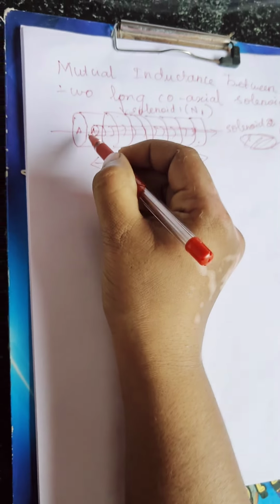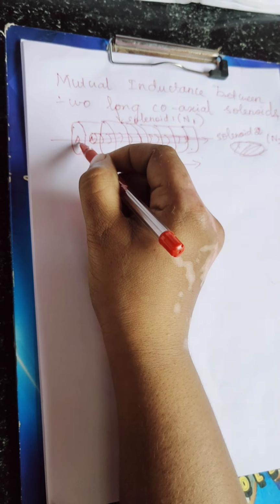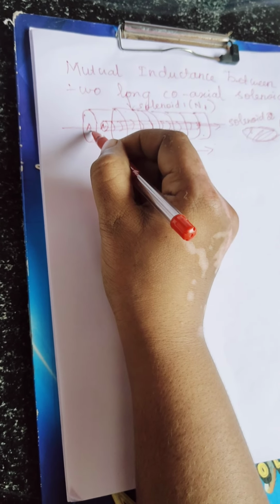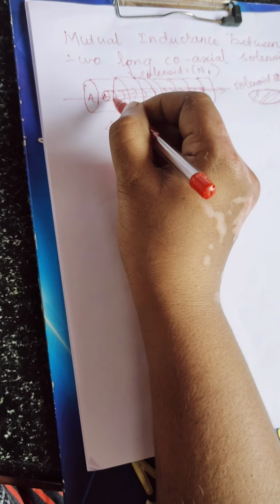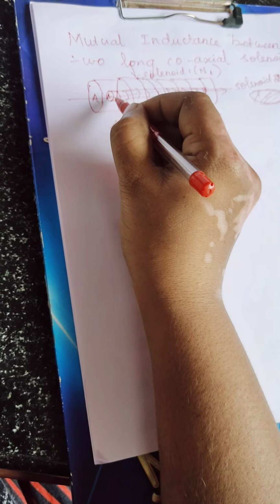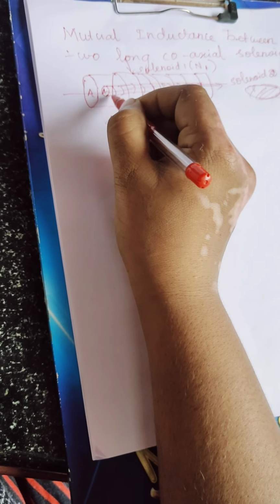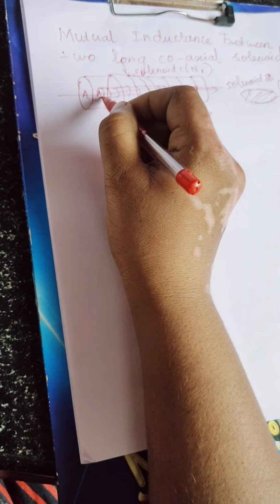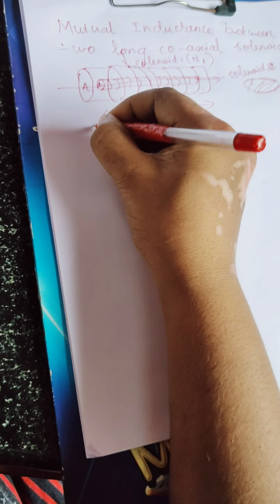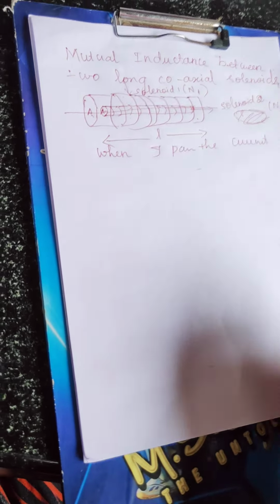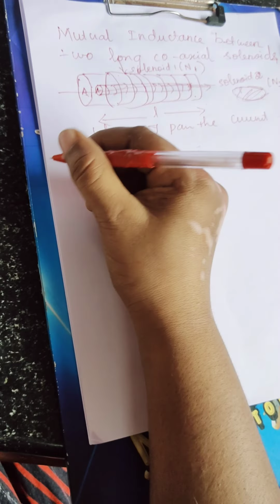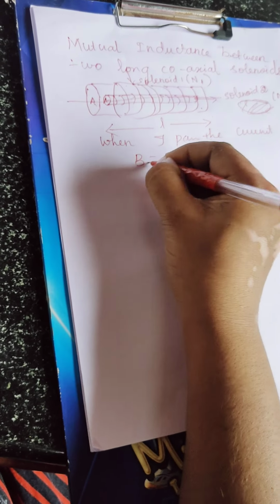Okay, so first we will start seeing what is happening within this setup. When I take the first solenoid, it will produce some magnetic field lines, and these field lines will come closer to the second solenoid and will be linked to the second solenoid, which is the area A2. Now when I pass the current, the magnetic field will be produced in the solenoid.